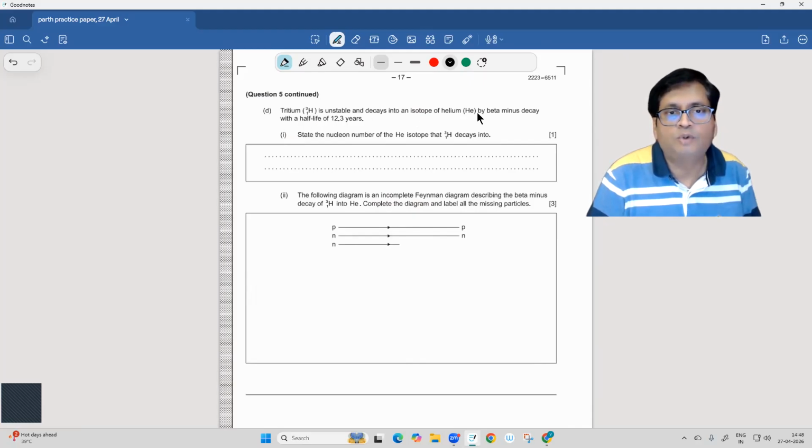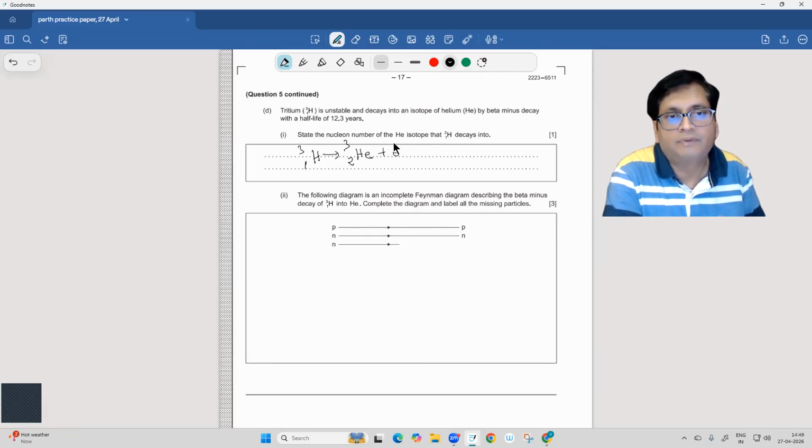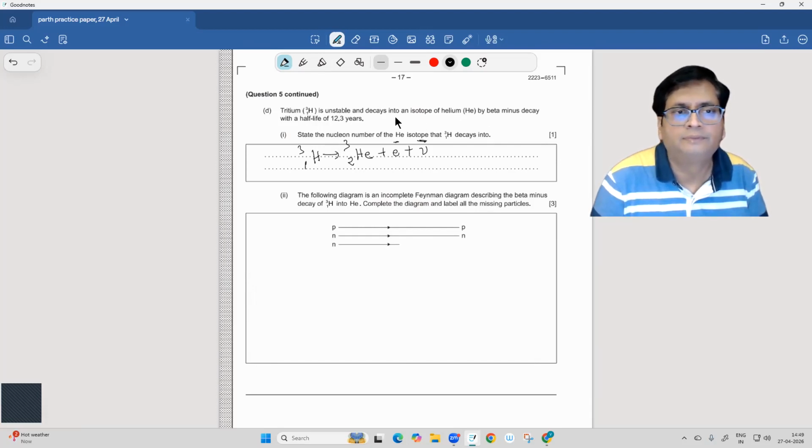Tritium is unstable and decays into an isotope of helium by beta minus decay. So what will it become? Beta minus means the proton number will increase by 1. It will become helium 3, plus an electron, and it will also give an antineutrino. I don't know whether it asked for the reaction or not, I just wrote it.